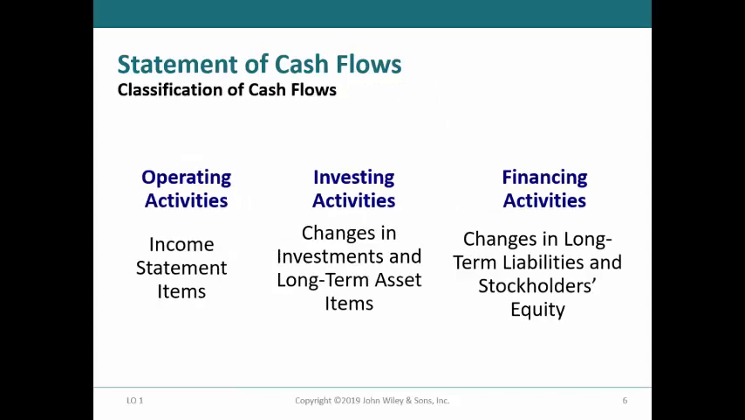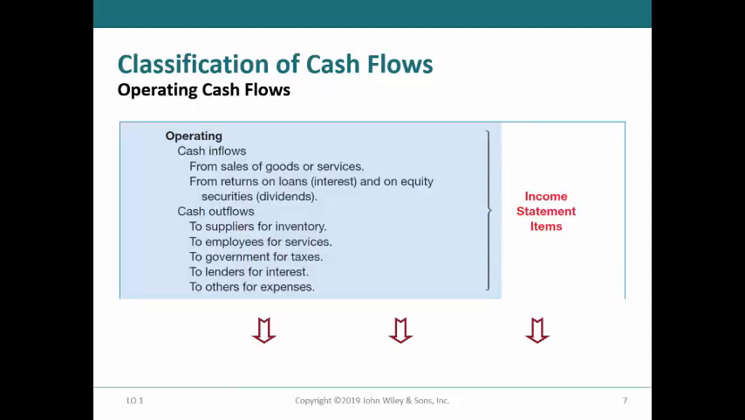The cash flows of the company are divided into 3 categories: operating, investing, and financing activities. The information needed to complete the operating activities section are income statement items and changes in current assets and liabilities. The information for the investing activities come from changes in the investments and long-term assets, and financing activities are from changes in long-term liabilities and stockholders' equity accounts.